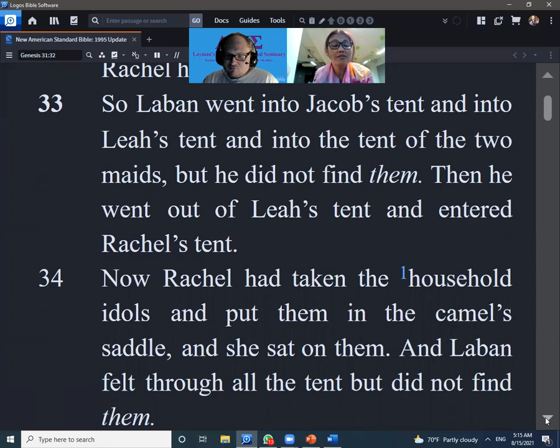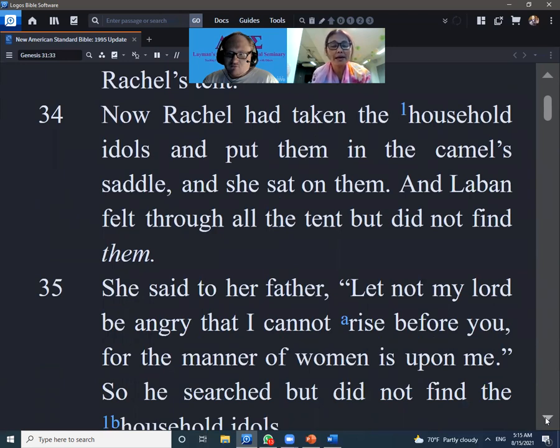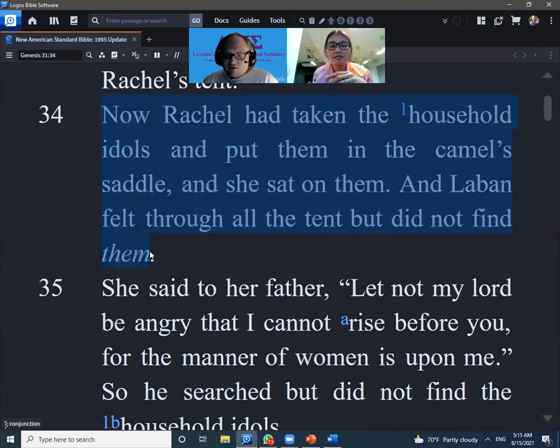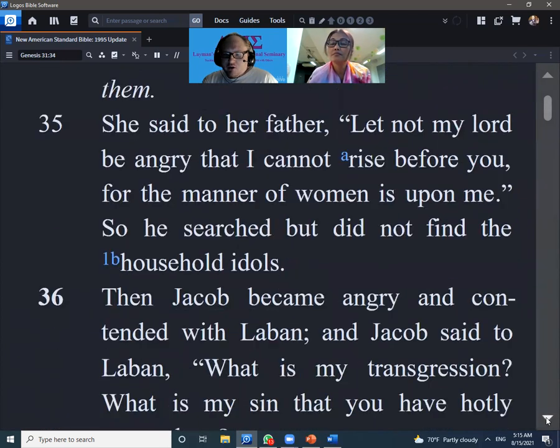And Laban felt through all the tent. You know, this scene is very complicated. It seems like a present scene, but actually it's a past scene. Yes, this is background. This is a flashback. Very good. That's what the narrative does. I will show you in the Hebrew at another time why it's doing that. You caught that. That's actually one of the steps that we'll do in the future.